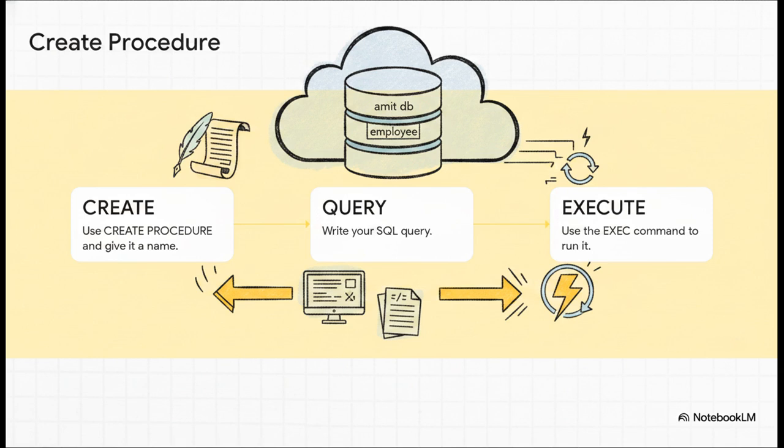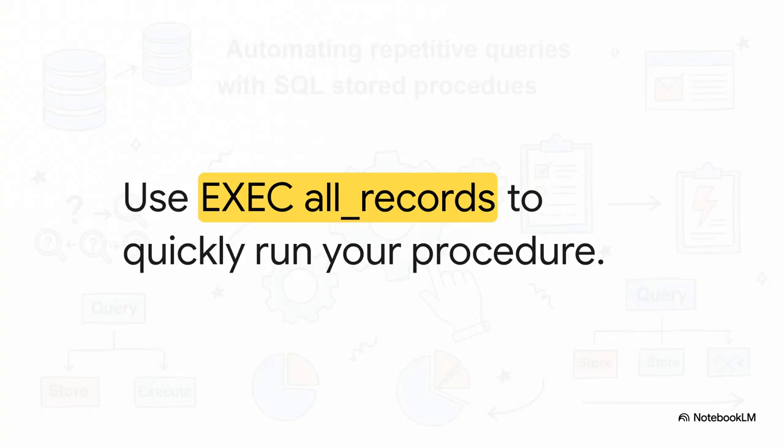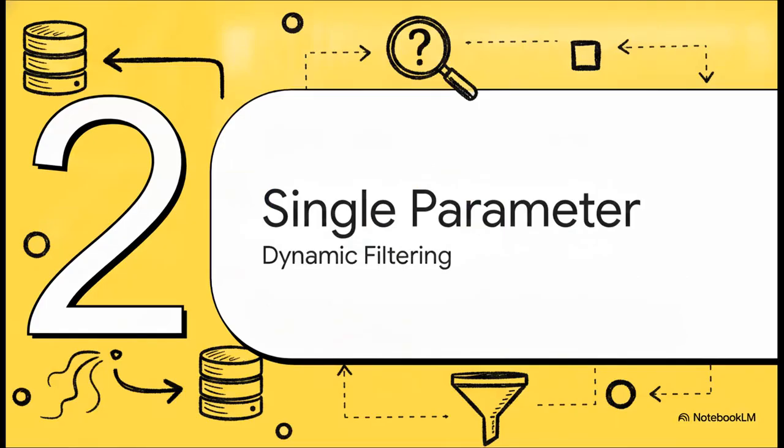Then, whenever you want to run that saved code, you just use the exec command. So once your procedure is saved as all_records, this tiny execute all_records command is literally all you need. You don't need to type select star from employee ever again. You just type execute followed by the procedure name and boom, all your records instantly populate. I mean, think about how much time this saves when instead of a simple select, your query is like 50 lines of complex joins.